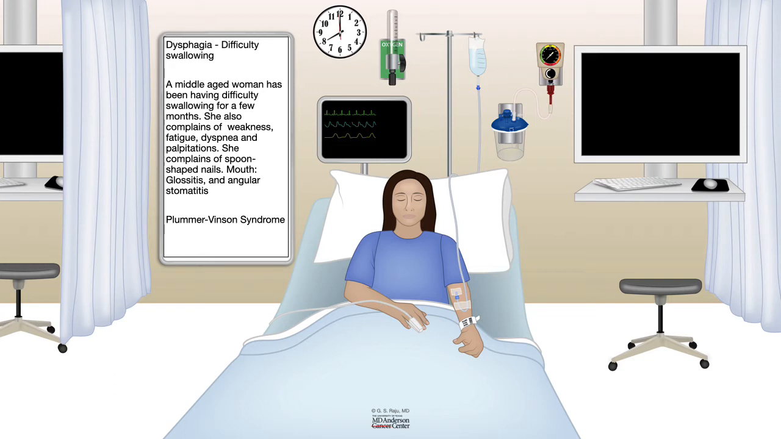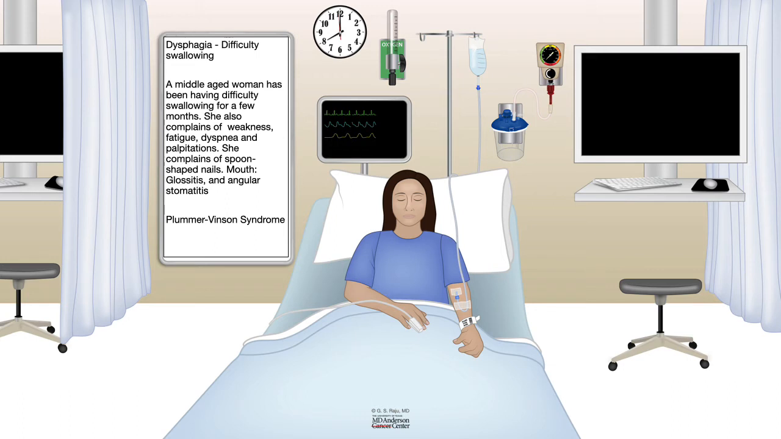She complains of weakness, fatigue, shortness of breath, otherwise known as dyspnea, and heart palpitations. And she also complains that her nails have changed to spoon-shaped nails. And she complains that her tongue is red and inflamed, that is glossitis, and the angles of her mouth tend to crack, otherwise known as angular stomatitis. So this story is typical for what is known as Plummer-Vinson syndrome.